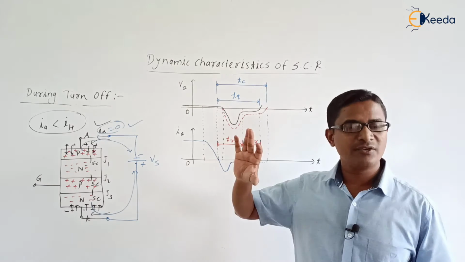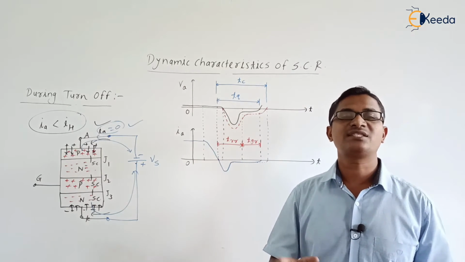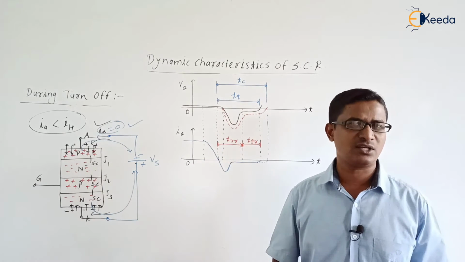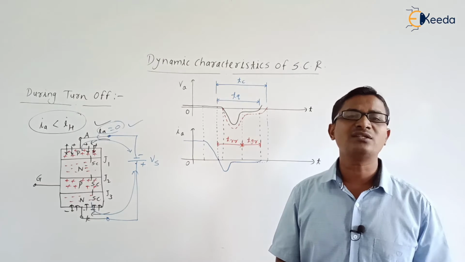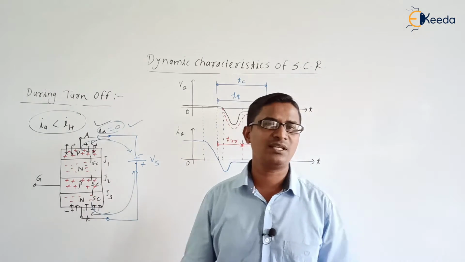Why? Because if after disconnection I again apply the forward voltage, our SCR will not block that forward voltage. SCR will continue into the on state. Why is the SCR going into the on state again? Because here the depletion layers have not formed.